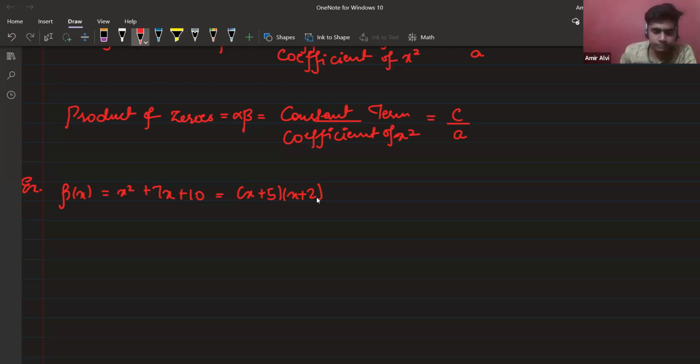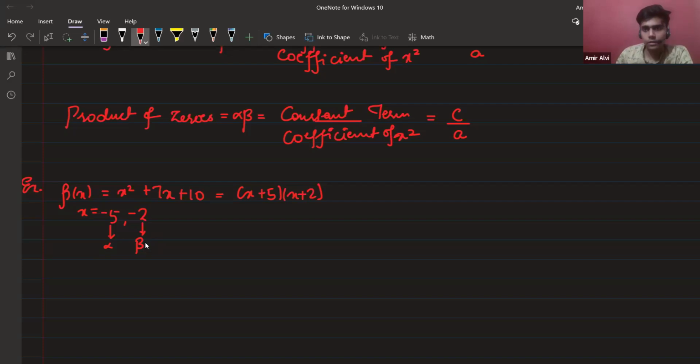No issues. So the zeros of the polynomial will be x equals -5 and -2. We can take this as alpha and this as beta. You can also say beta and alpha. You can interchange them. That doesn't change the concept.